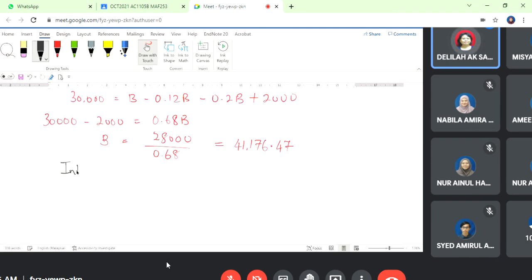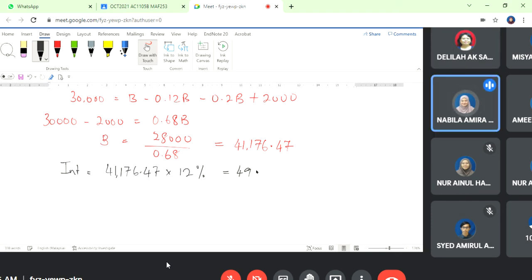So interest will be equal to 41,176.47 for 1 year, 12%. That's 4,000 something. 4,941.18.